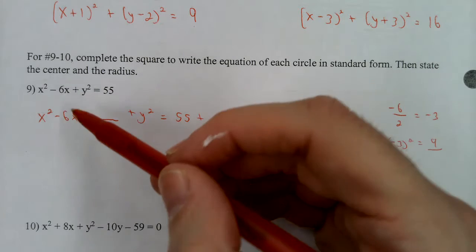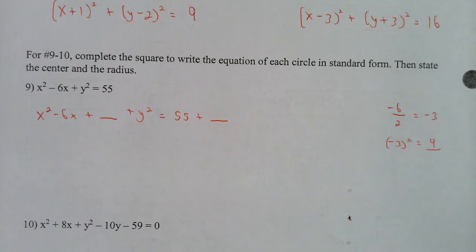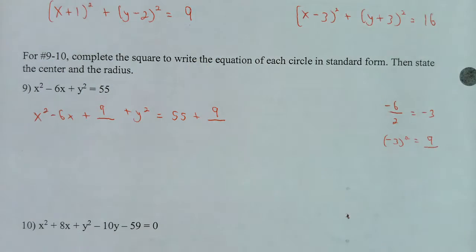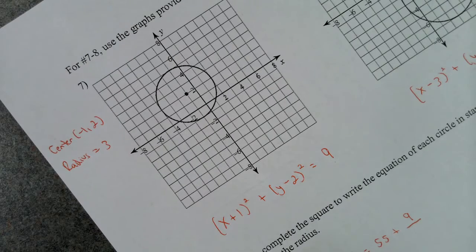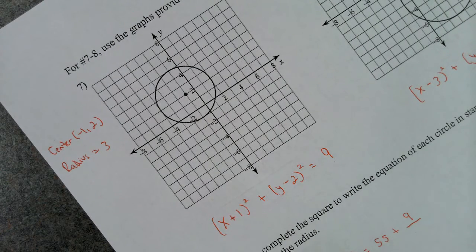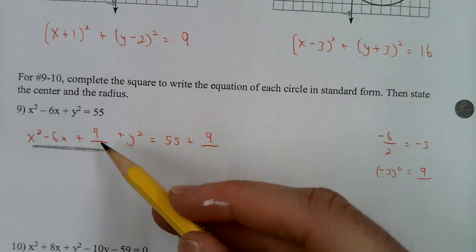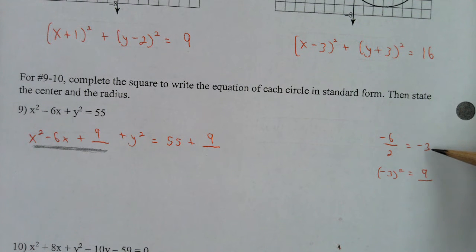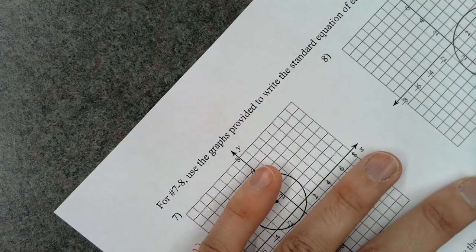You always take the numbers before the x's and or the y's. You always divide it by 2, and then you always square that number. So in this case, we get 9. So that's the number I'm going to add to each side of the equation. Now what you're going to do is you're going to factor these 3 terms. You can either look for 2 numbers that multiply to 9 and add to -6, or just use the shortcut. It's whatever that number is. Okay? So it's a -3.